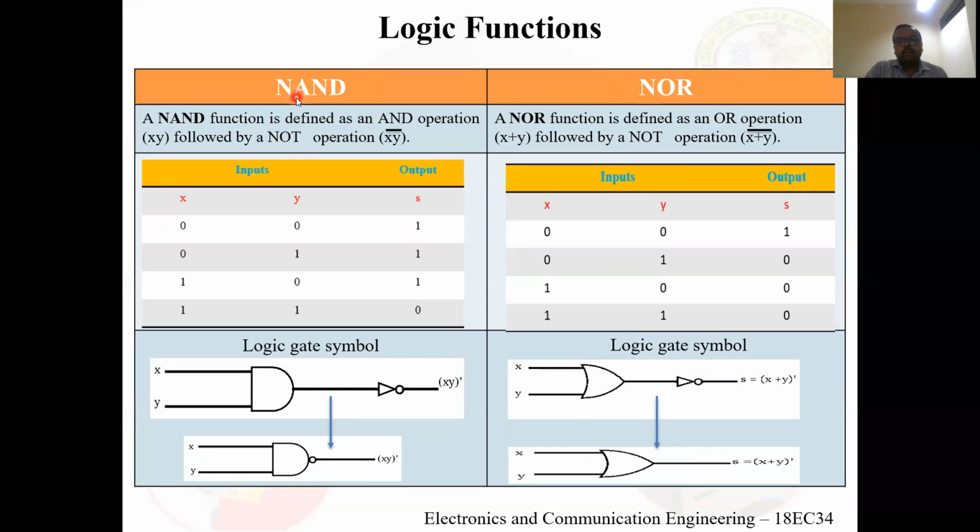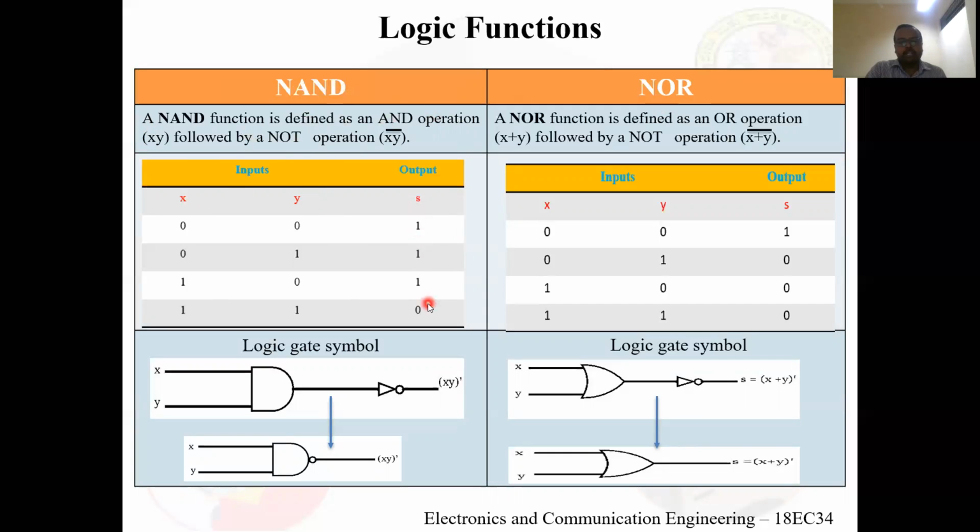The two derived functions we have are NAND and NOR. NAND is nothing but the complement of AND. NOR is nothing but the complement of the OR operation. As it says here, a NAND function is defined as an AND operation followed by a NOT operation. Right? It means that since we know the truth table for an AND, take the complement of AND, and you get the NAND operation. Right? For AND, we know that when both the conditions are satisfied, the output is logic 1.